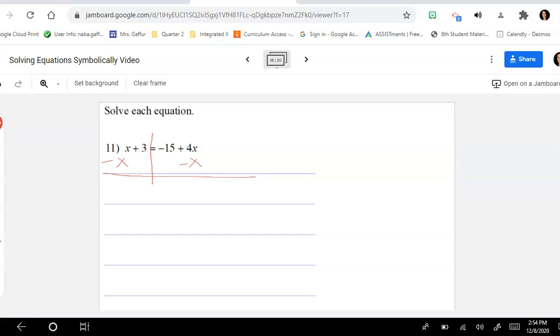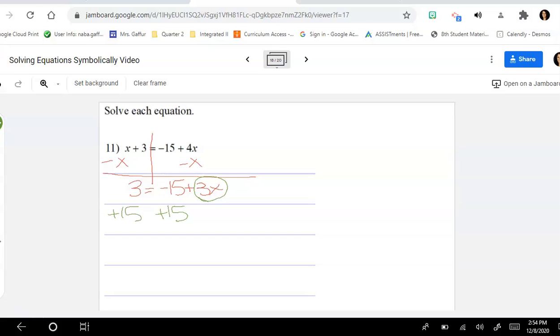X minus x, well, that's nothing, so I'm left with 3 equals negative 15 plus, again, 4 x's take away an x is not 4. 4 x's take away an x is 3x. Next, I need to get this 3x isolated all by itself on one side. I need to get rid of this negative 15. I'm at negative 15 and I want to get to 0, so I'm going to add 15 to both sides.